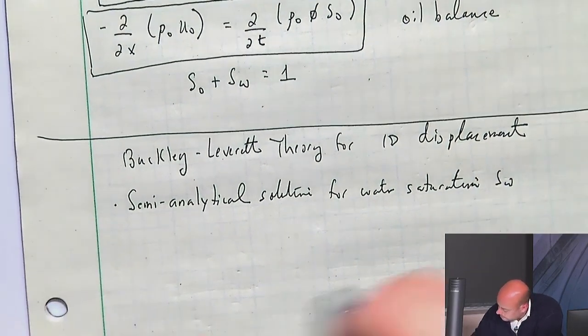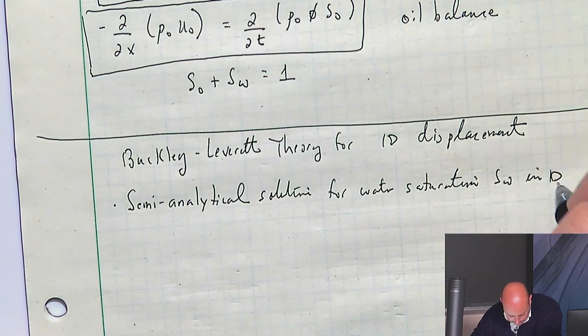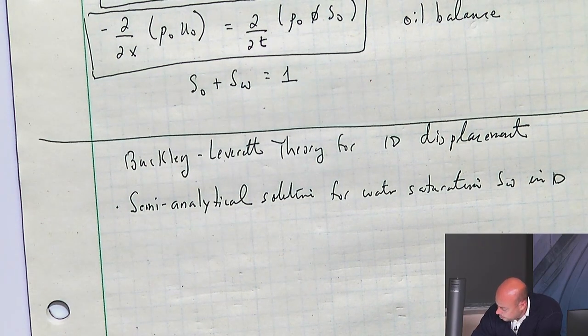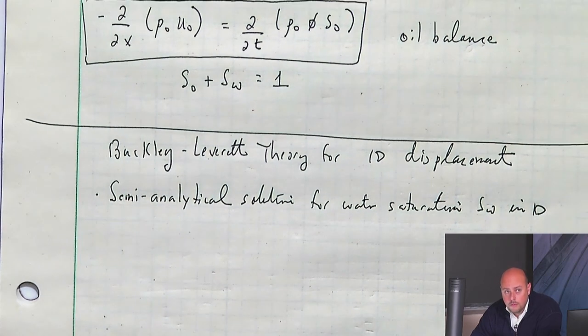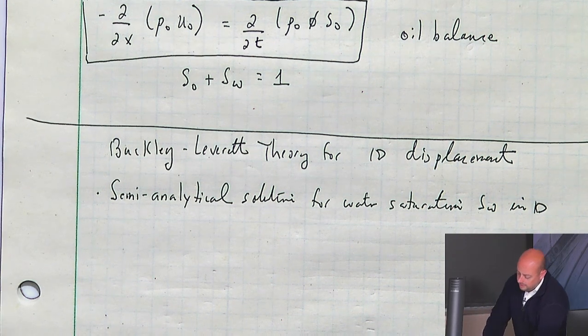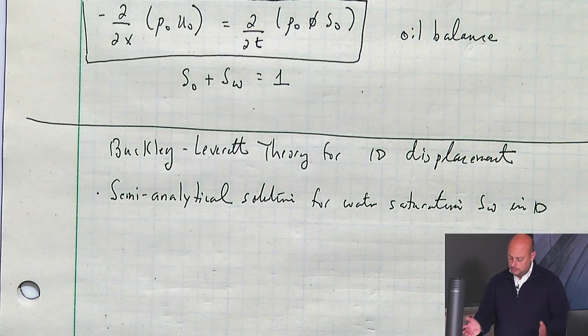Okay. But it's in 1D. And why do we do this? If I'm being completely accurate, we're going to make some assumptions here, which I would say are almost never completely true. Sometimes they're approximately true, but they're never completely true. And it's in only one dimension. And so what's the purpose?